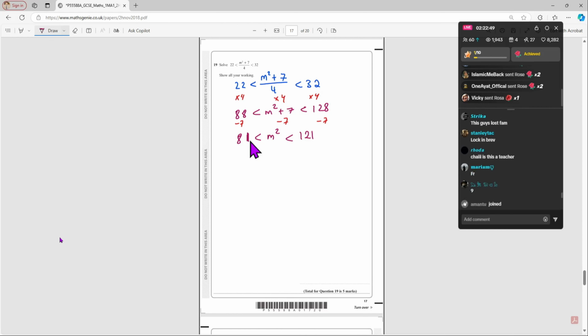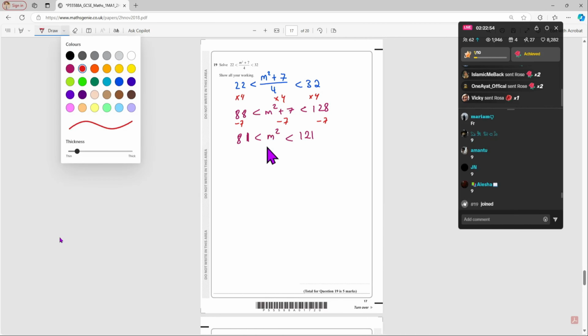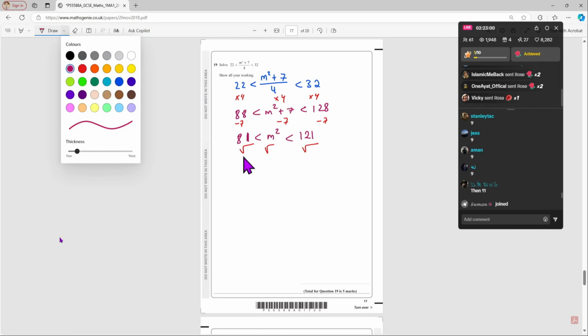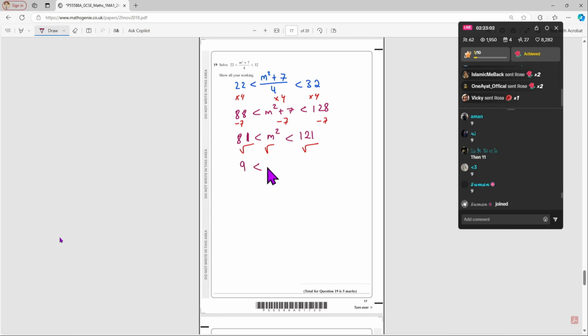Now we have to do the square root of every single number. The square root of m, the square root of here, the square root of here, and the square root of here. The square root of 81 is 9, as you guys know. And then which is less than m. Then what is the square root of 121? What is the square root of 121? It's going to be 11. It's going to be plus minus 11.